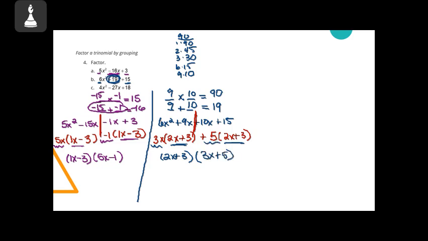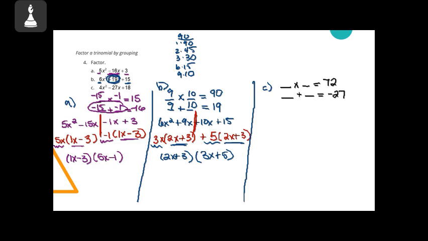All right, so last one, 4x squared minus 27x plus 18. So if I multiply 4 times 18, that gives me 72. So two numbers multiply to 72. Those same two numbers add to negative 27. Okay, so I'm looking for numbers that make 72.